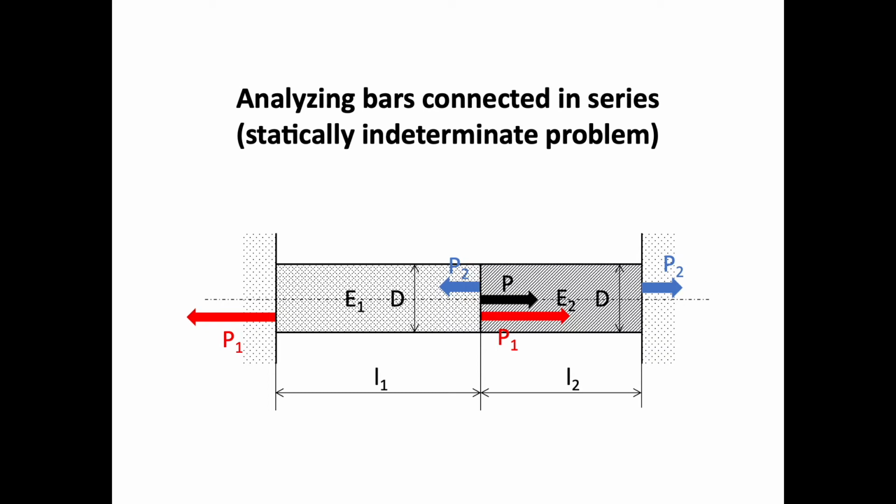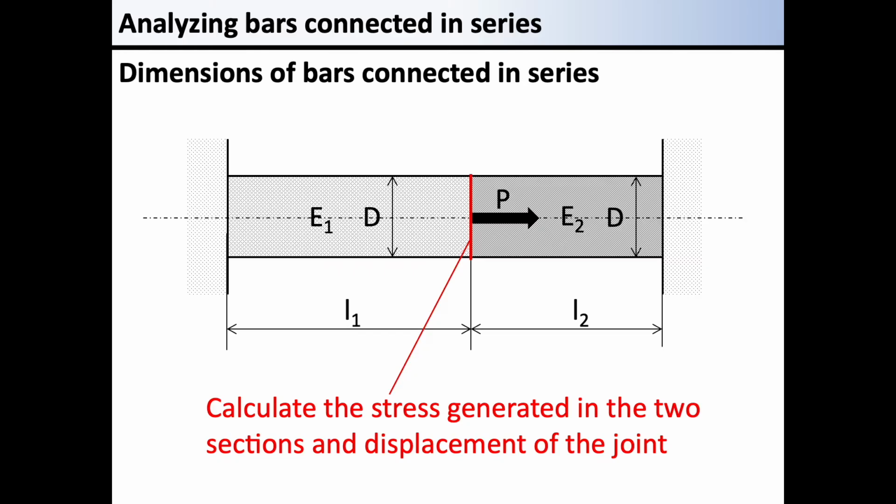Here, I am introducing another example of a statically indeterminate problem. This problem asks you to calculate the stress generated in the two sections and the displacement of the joint of the two materials. At first glance, this problem may look like a problem of bars connected in series. However, the concept is much the same as the previous problem of bars in parallel. The key in this problem is both ends are fixed and the force is applied at the joint part.